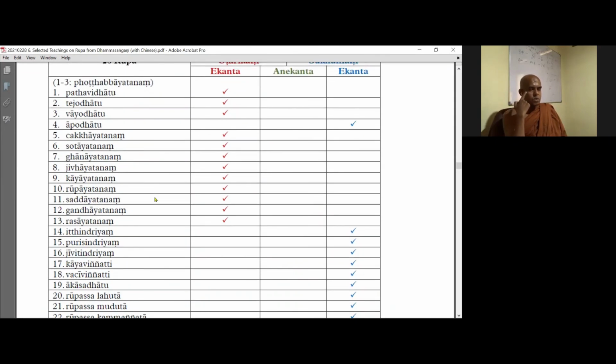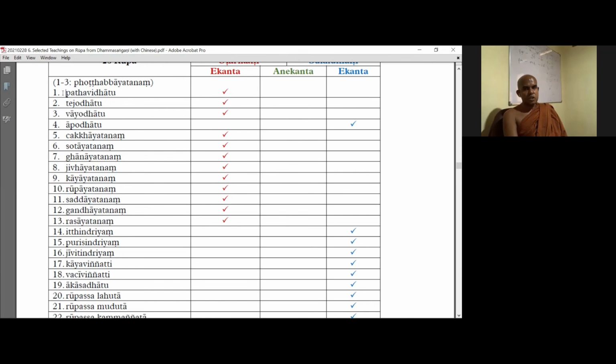Eye base, the eye, is chakkhayatana. Ear is sotayatana. Nose is ghanayatana. Tongue is jivhayatana. Body is kayayatana. The same way, color object, rupayatana. Sound object, saddayatana. Smell object, gandhayatana. Taste object, rasayatana. Tangible object is photthabbayatana. These become 12.